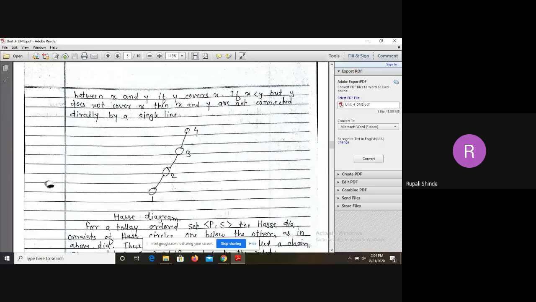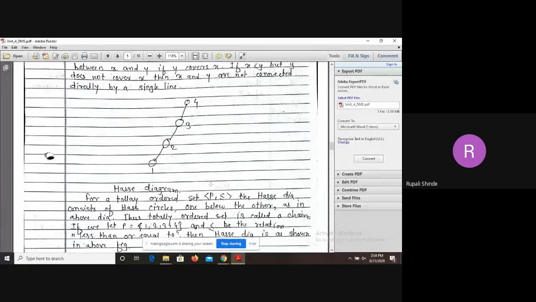Okay, so likewise we can say that this set P consists of 4 elements 1, 2, 3, 4, and the partial order relation is less than. Okay, so this is the Hasse diagram for the same.